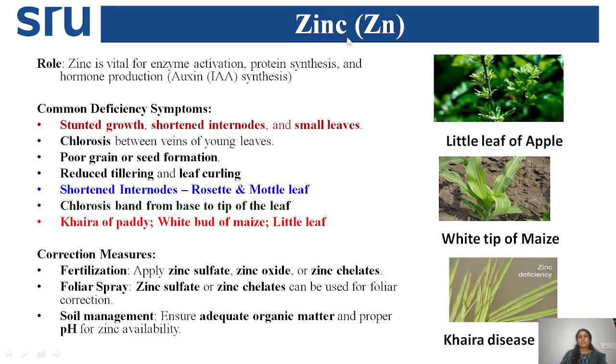White bud of maize is because of zinc, and white tip of rice is because of iron. Don't confuse them. White bud of maize is zinc deficiency, white tip in rice is because of iron, and little leaf is zinc. Khaira disease is because of zinc. In most exams, they ask direct questions regarding Khaira disease of paddy. You can fulfill the zinc deficiency with zinc sulfate or zinc oxide. Lots of zinc fertilizers are available in the market, and you can use a specific quantity depending upon the crop.